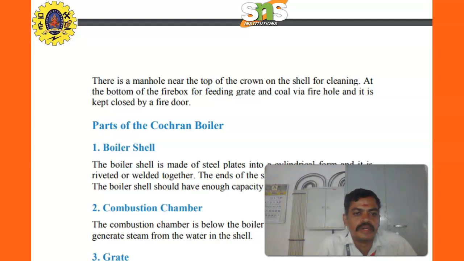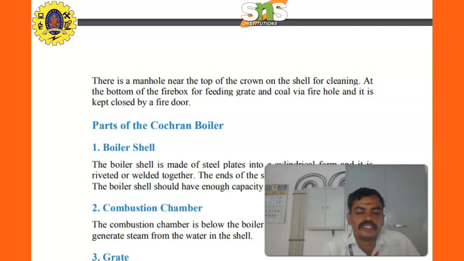Parts of the Cochran boiler. First one is the boiler shell. The boiler shell is made of steel plate in cylindrical form, and it is riveted or welded together. The ends of the shell are closed by end plates. The boiler shell should have enough capacity to store water and steam.